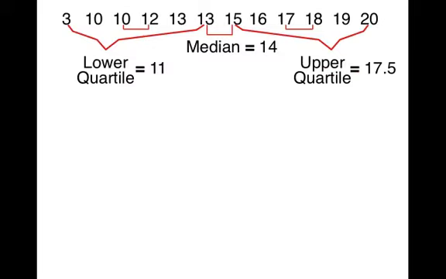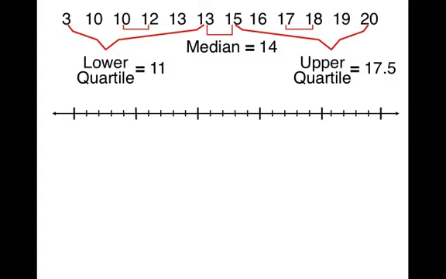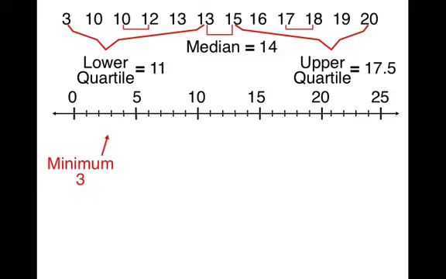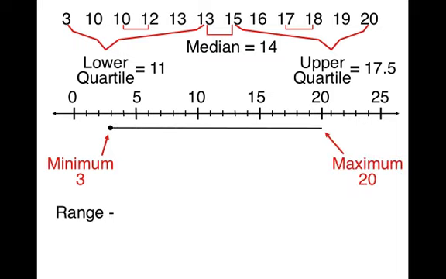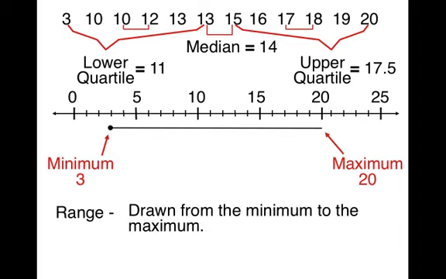So once you've done that, you've got your lower quartile, which is 11, your median, which is 14, and your upper quartile, which is 17.5. And you have all your numbers in order from least to greatest. So you'd get your number line going, and you can number it. You don't have to do it by ones. You can do it by 5s and 10s or whatever's easiest, so that you can still get the information that you need. So start with your minimum. What's your smallest number? That's a 3. What's your biggest number? 20.